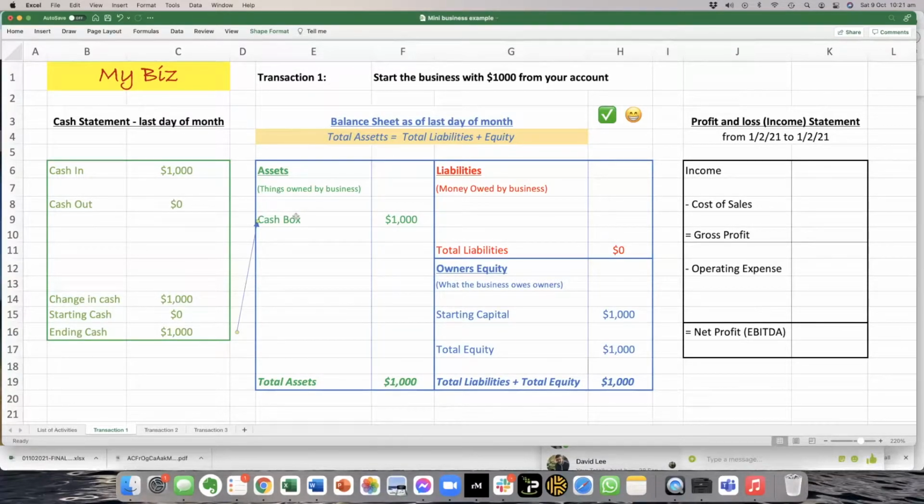So picture you've got a cash box, like a piggy bank or a money box. It's a thing. It's owned by the business, not you. You as an owner have equity in the business, which is what the business owes the owners. And then we need to take away from the assets what the money is owed by the business to other businesses. As we go through, this is going to become clearer and clearer. So let's move on to our second transaction.